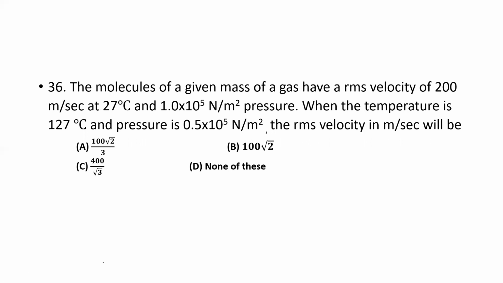The molecules of a given mass of a gas have an RMS velocity of 200 meter per second at 27 degrees Celsius, and the pressure value is given. It is 1 into 10 raised to 5 Newton per meter square. When the temperature is 127 degrees Celsius and pressure is 0.5 into 10 raised to 5 Newton per meter square, the RMS velocity in meter per second will be. So we need to calculate RMS velocity in meter per second.